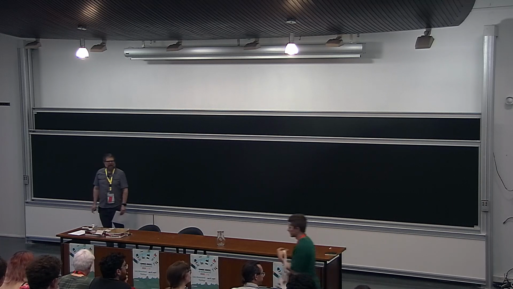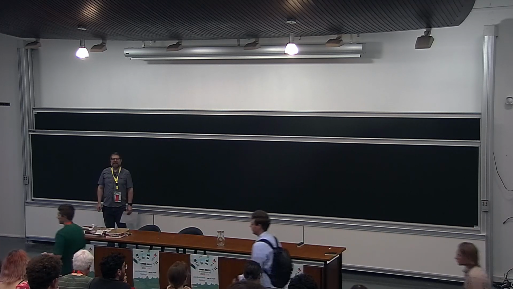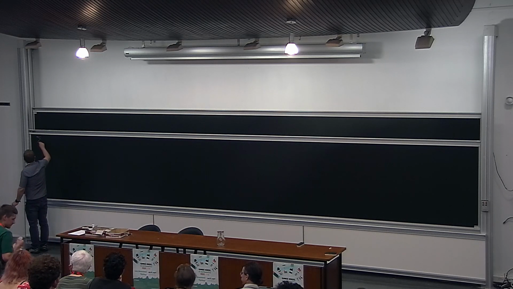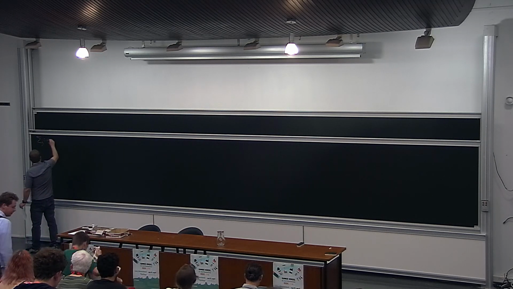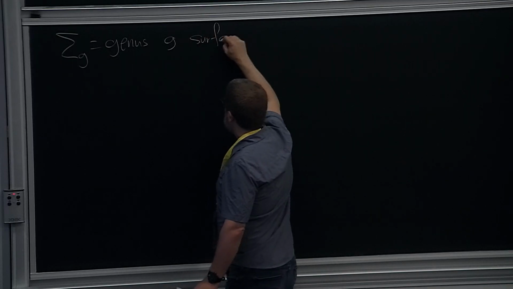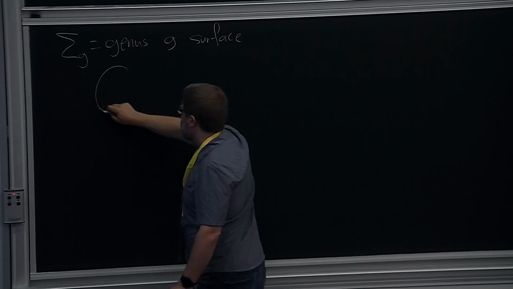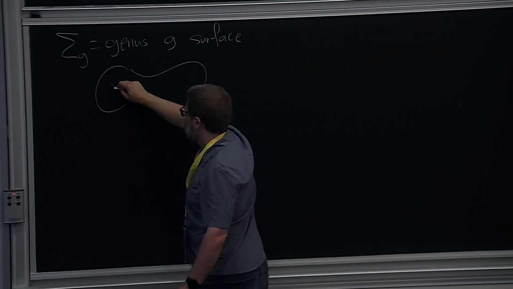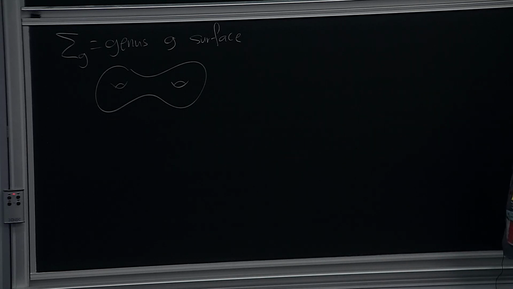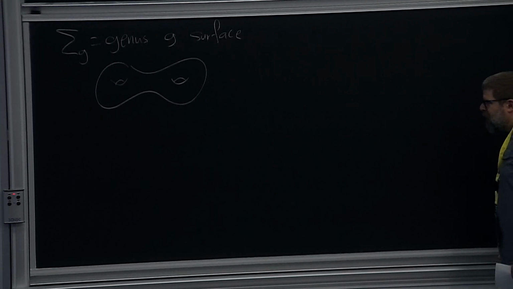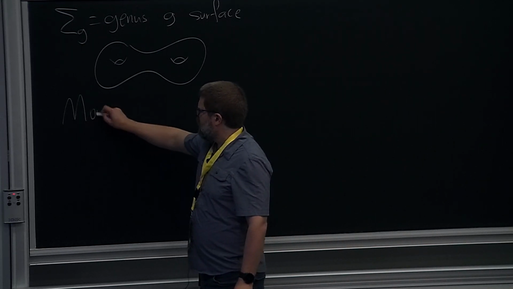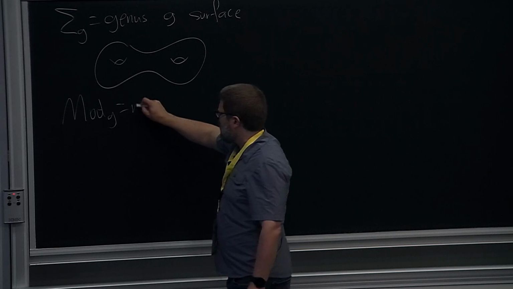Well, it's supposed to be about the mapping class group, so I should first begin by maybe defining what the mapping class group is. So let Sigma_g be a genus g surface. So it looks something like this. Here's a genus 2 surface right there, closed, oriented. So the mapping class group, Mod_g, that's the mapping class group.